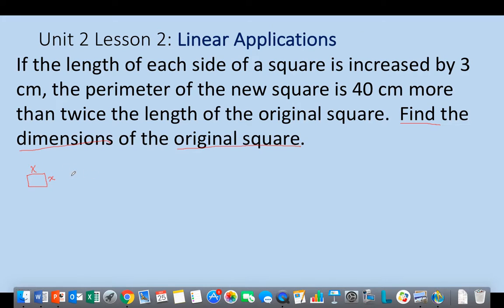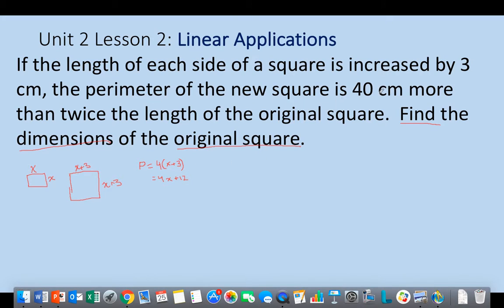We'll make it x. And then the dimensions of my new square are going to have dimensions that are increased by 3 centimeters. So it's the original stuff plus 3. So x plus 3 and x plus 3. Well, we do know that the perimeter of the new square, so remember, what is perimeter? Well, for a square, it's 4 times the length, since all the lengths are the same. So the perimeter of this square is going to be 4 times x plus 3, which would in turn give us 4x plus 12.